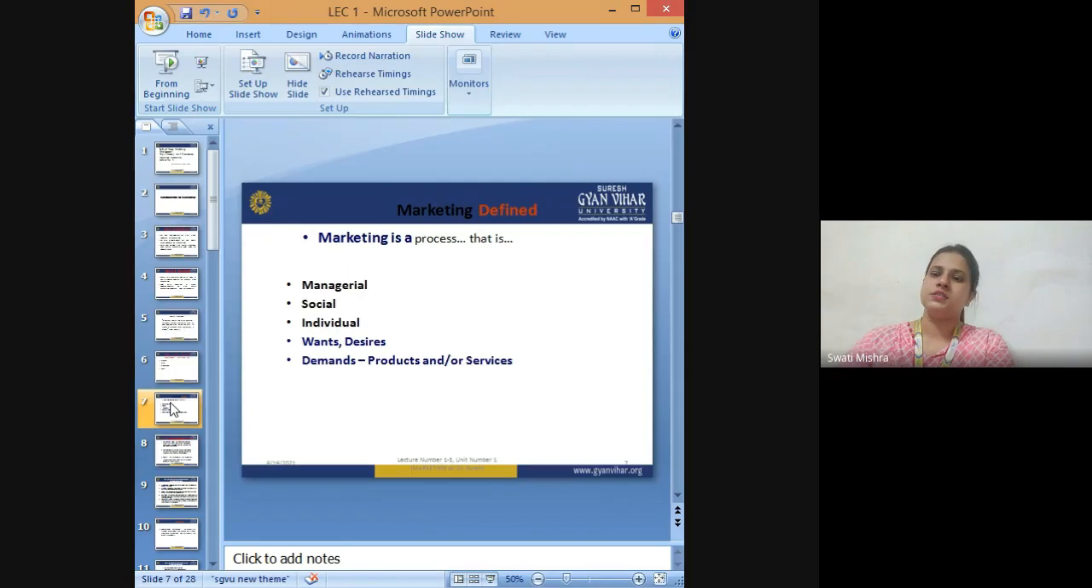Once these wants and desires are actually understood by the marketers, it is very easy for you to convert them into demand. And once a demand for your product or your brand is created, it is quite highly likely that the choice of the customer will turn in favor of the brand that is promoted in that marketing program.